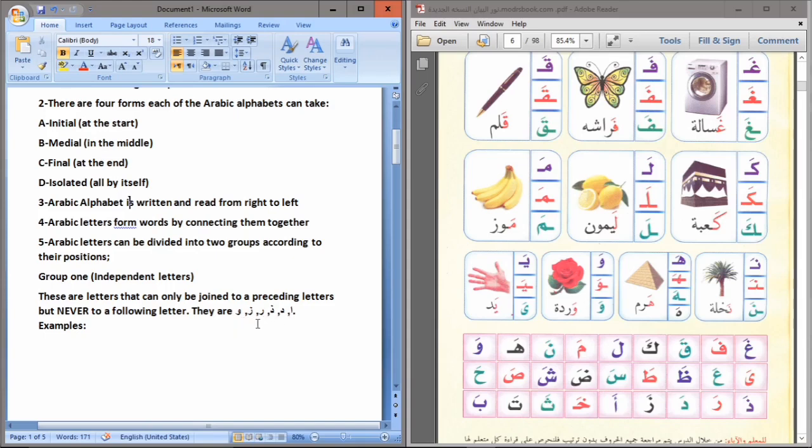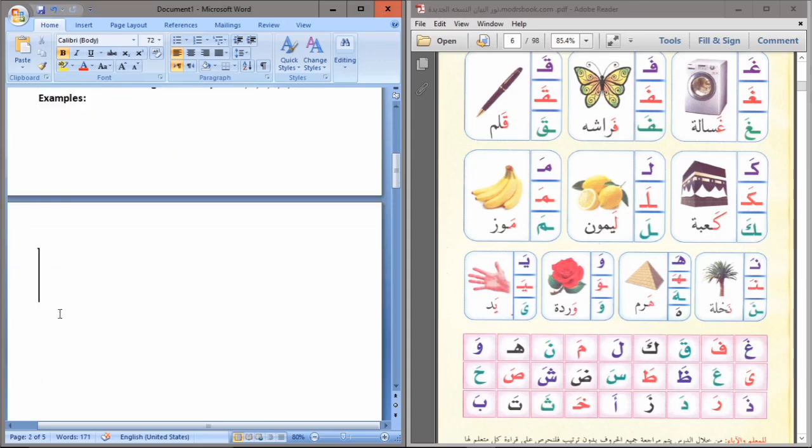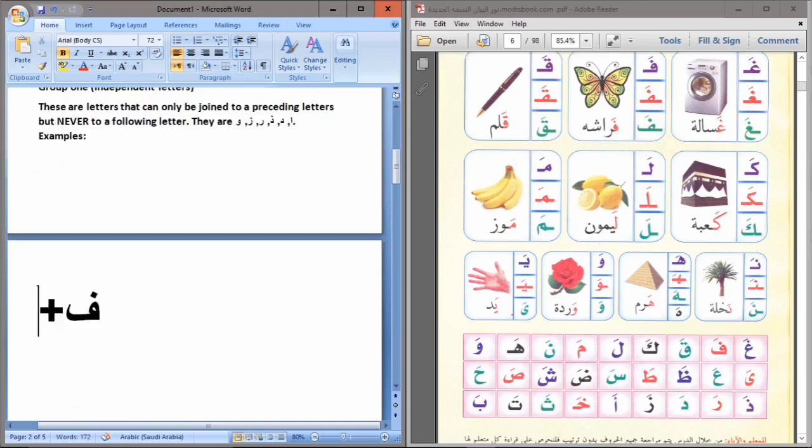The letter that comes before them will attach itself to these 6 letters. But any letter that comes after any of these letters will never attach itself to it. I will give an example for clarity, inshallah. Let's take, for example, letter Fa plus letter, let's take one of all these letters. Let's take Da for an example.